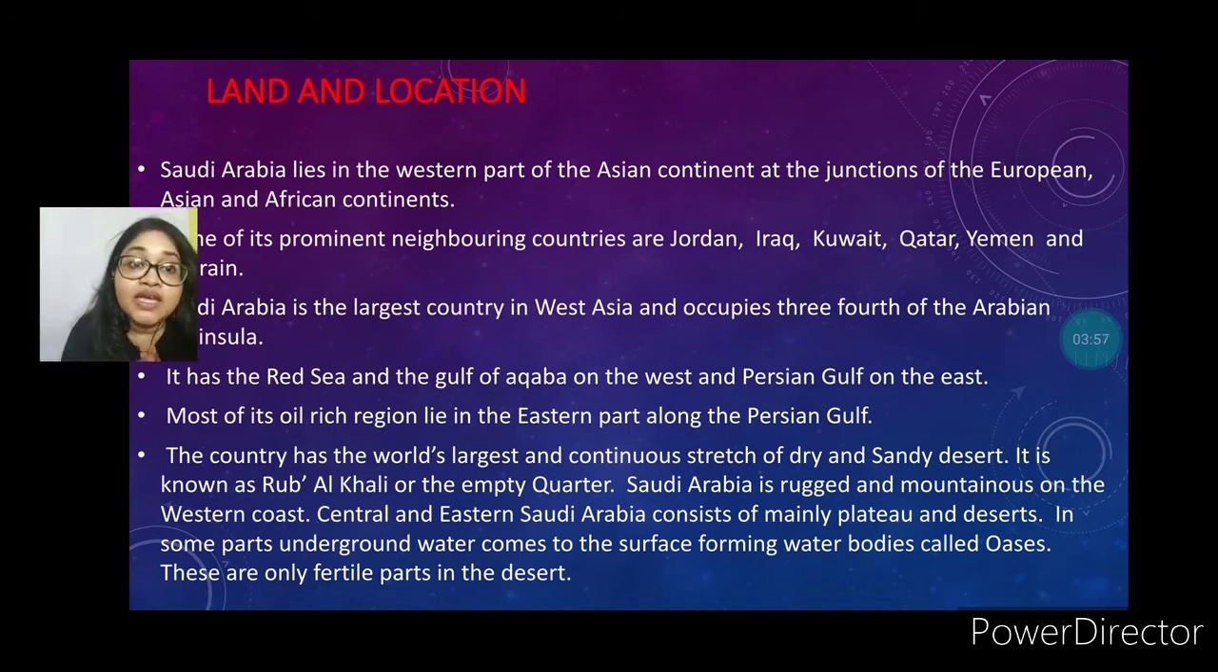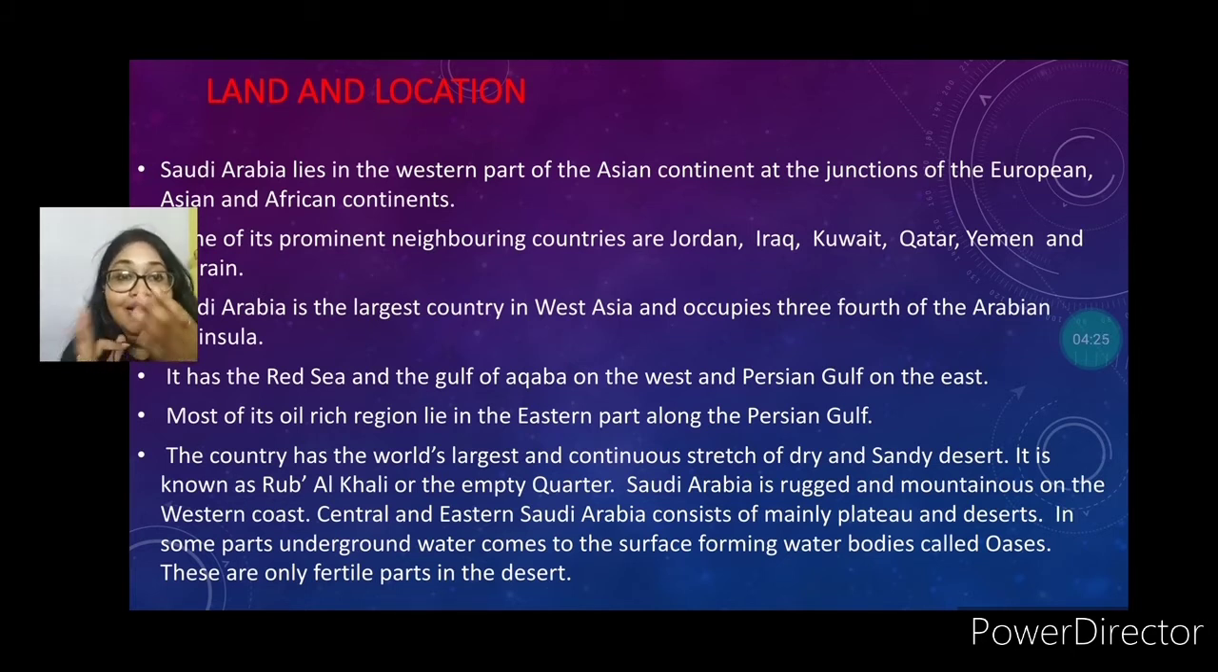What it means is empty quarter. Saudi Arabia is rugged and mountainous on the western coastal region. If you look at the western part of Saudi Arabia, these are the rugged and mountainous regions. And number two, central and eastern Saudi Arabia are mainly plateau and desert regions.